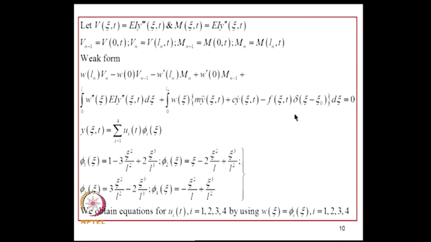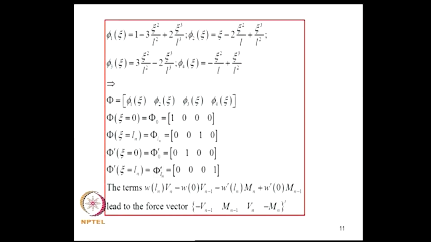Now our job is to approximate the field variable in terms of the nodal degrees of freedom and suitable interpolation functions. So this is the representation that we use. There are 2 nodes and 2 degrees of freedom per node, therefore we need 4 generalized coordinates, and as before we take cubic polynomials and we obtain equations, we substitute into this and we use the weight functions phi i of xi for 1 2 3 4 and get a set of 4 equations which lead to the required equation for the nodal degrees of freedom ui of t.